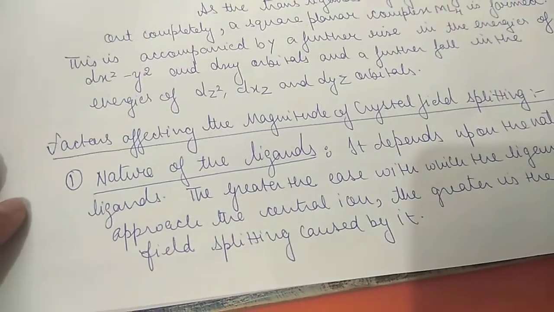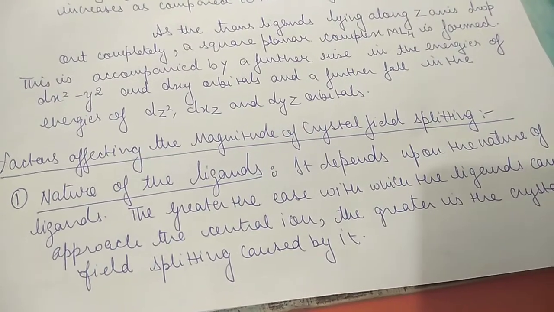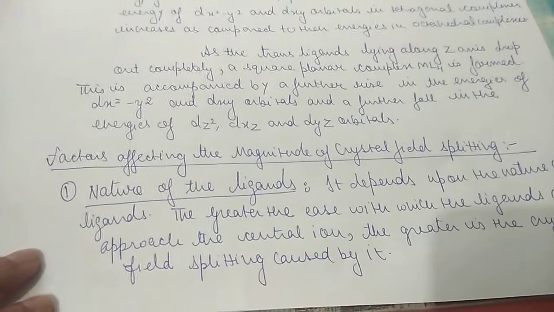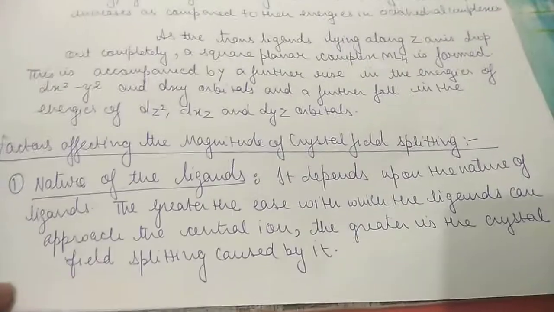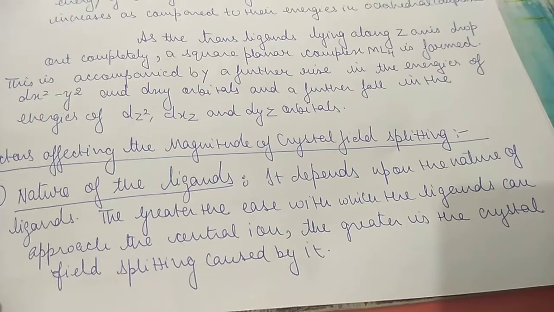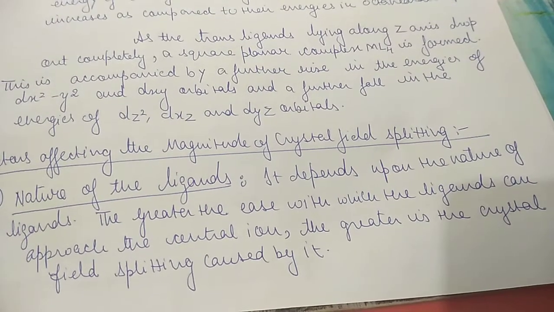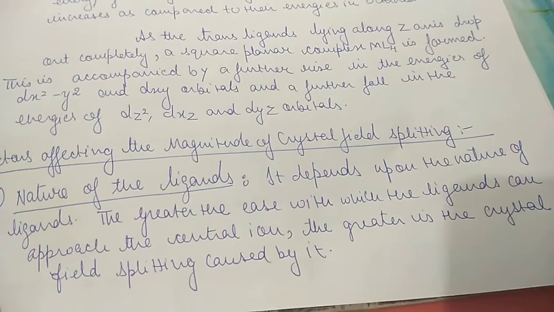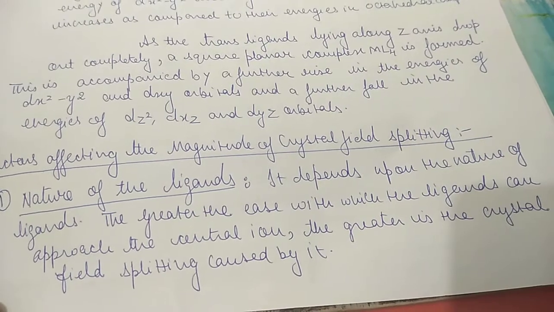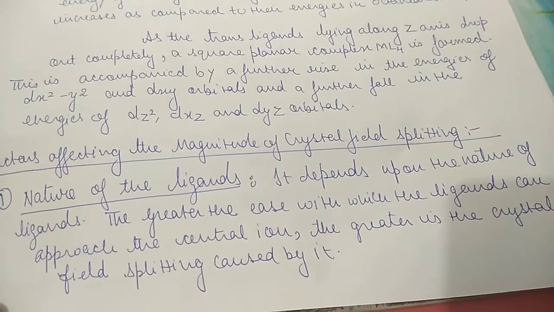Now what are the factors which affect the magnitude of crystal field splitting? On what does the magnitude of crystal field splitting depend? First is the nature of the ligands. What kind of ligands do we have? The greater the ease with which the ligands can approach the central ion, the greater is the crystal field splitting caused. The more easily the ligand can approach the d orbitals of the central metal ion in which electrons lie, the more easily it can cause splitting.